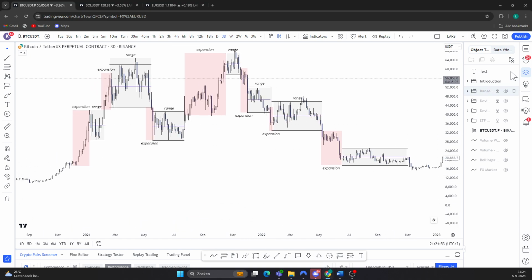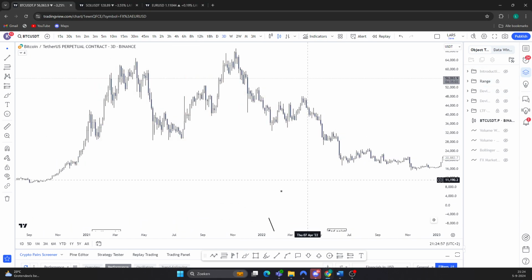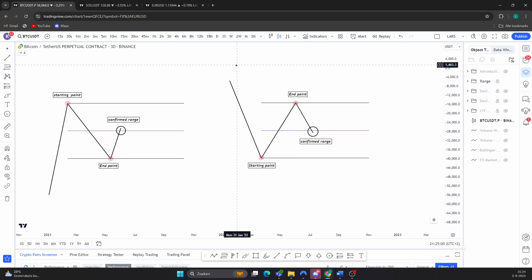So, how do we pull our ranges? Okay, how do we pull our ranges? When price is trending up and we're making higher lows and higher highs, we pull our range from top to bottom, and when we have a move back up, touching the equilibrium of the range, that's when we have a confirmed range. So we're trending up, we use our Fibonacci from top to bottom, and when we have a move back up, touching the equilibrium of the range, that is when we have a confirmed range.